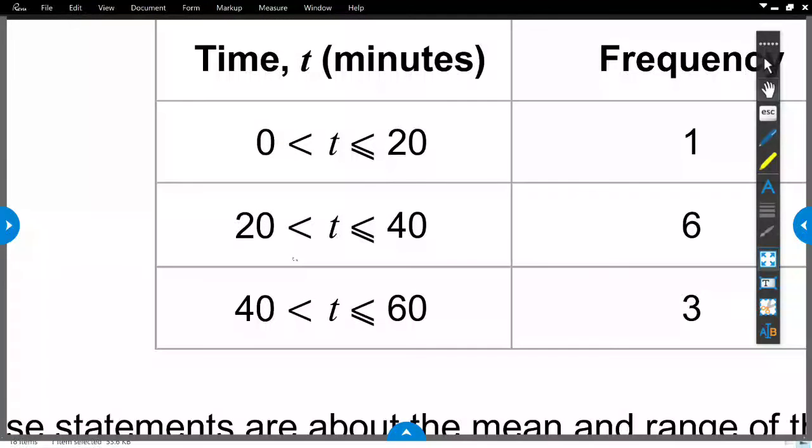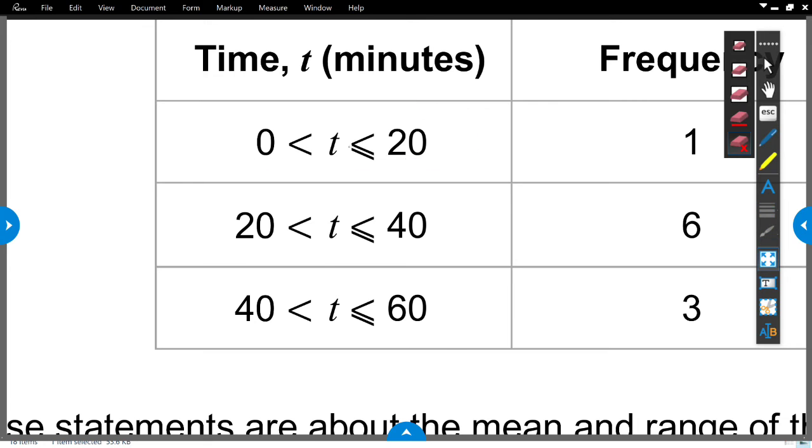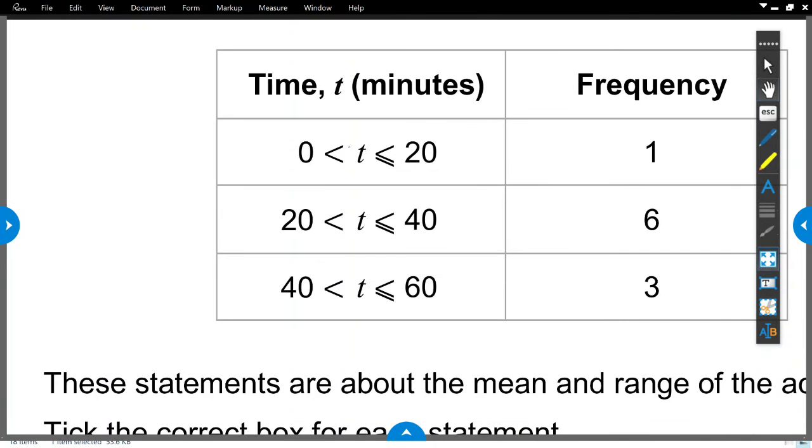So t is the time in minutes. t must be greater than 0. It can't be equal to 0. And t must be less than or equal to 20. So if the time was exactly 20 minutes, it would be within this section here, because it can't be within this section because it can't be equal to 20. It has to be greater than 20. We can't go as low as 0 within this range, theoretically.